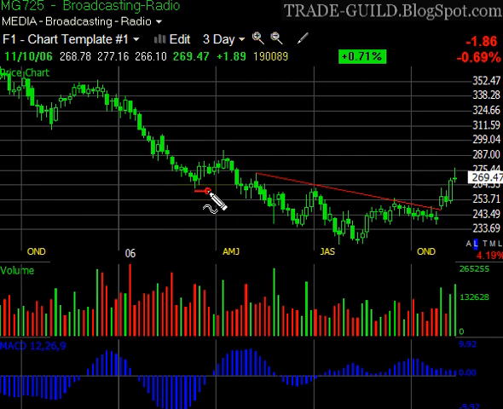I see a low here, right? Big low here in MACD, a lower low in price, a shallower low in MACD, the final low over here, and we have a positive reading in MACD. That's 1, 2, 3. That's a divergence in MACD. It signals a possible turnaround. So I like what I'm seeing so far in broadcasting radio.